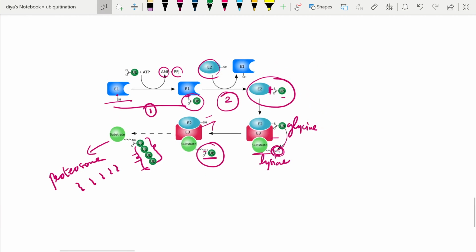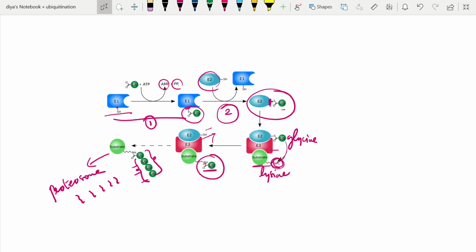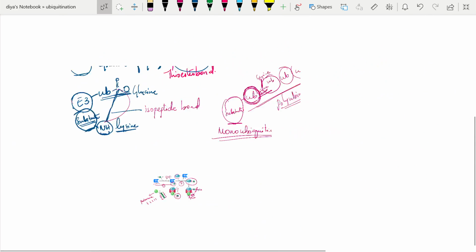So this is the whole process of ubiquitination. I hope you've understood.